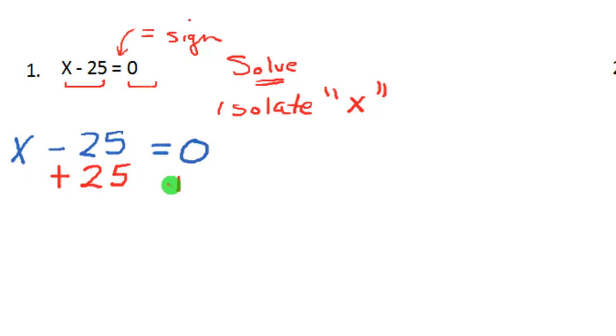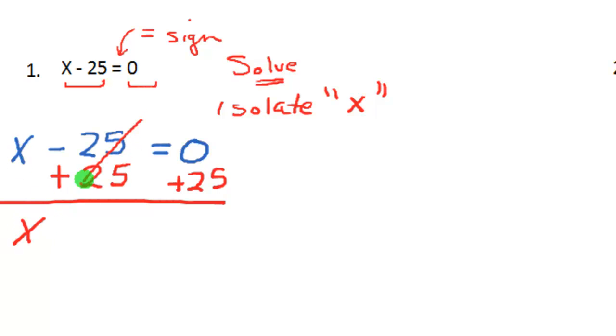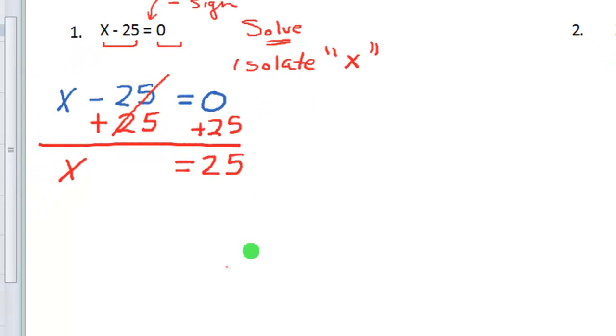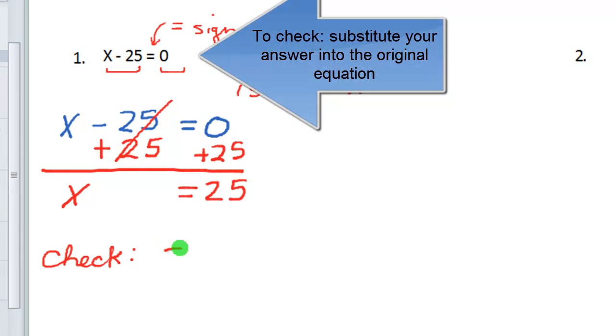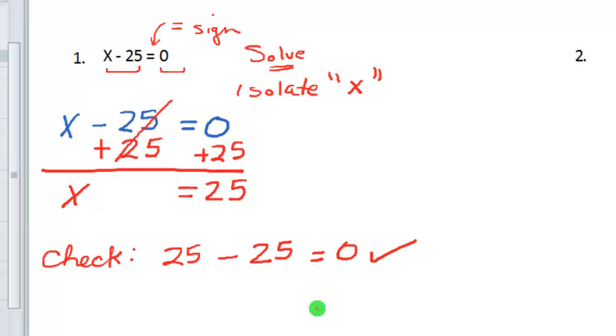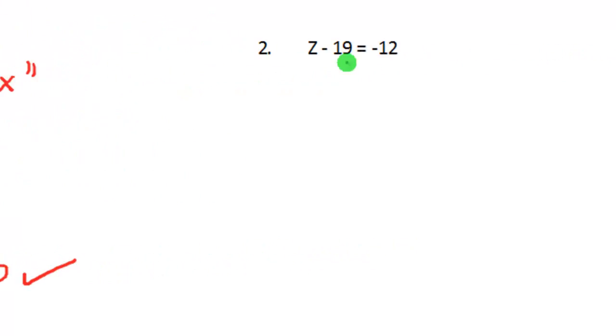We're going to add a positive 25 because that's going to help us to isolate x on the left side of the equation. So here we have x, and then when I add a negative 25 and a positive 25, we get a 0. And then 0 plus 25 is 25. So let's check our solution for x, and that means substitute 25 in where x was in the original equation, and we get 25 minus 25 equals 0, and that's true. So our solution checks.